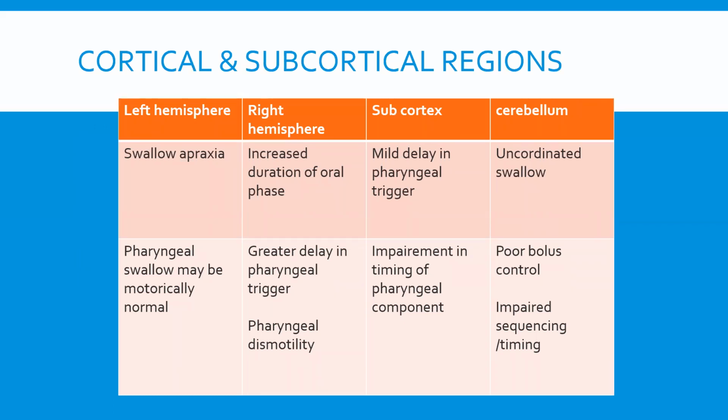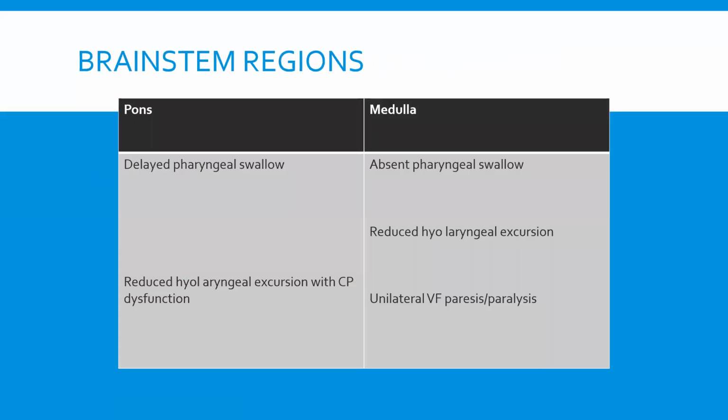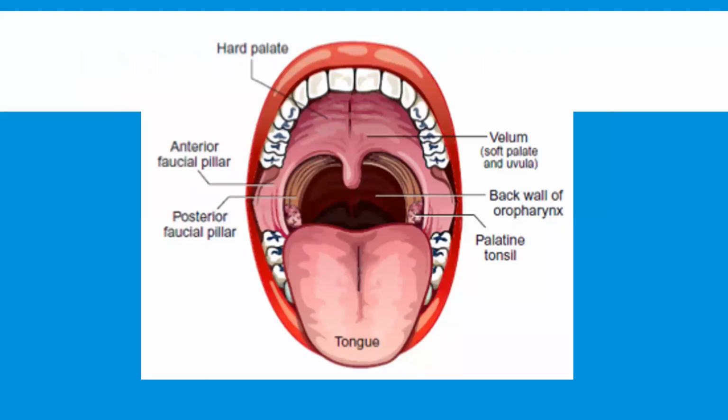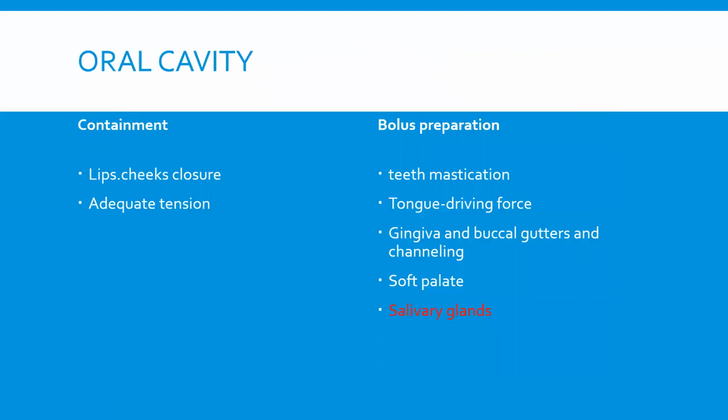So the structures which are involved in the mechanism of swallowing will be discussed, especially the central pattern generator, that is the central nervous system control of the swallowing mechanism, and all the structures which are important for our speech as well as our swallowing function. That includes all our passive and active articulators.